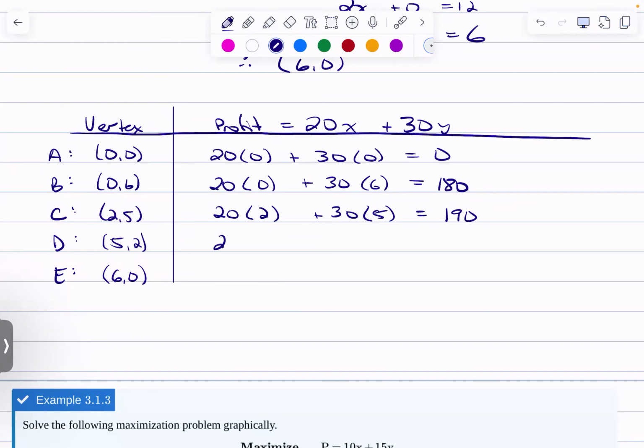How about x is 5 and y is 2? We get 160. Not as good. Or 20 times 6 plus 30 times 0. Looks like 120. That's the worst. Well, 0 is the worst one, I guess.